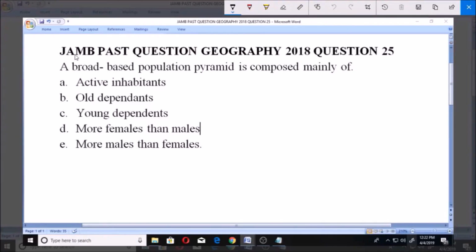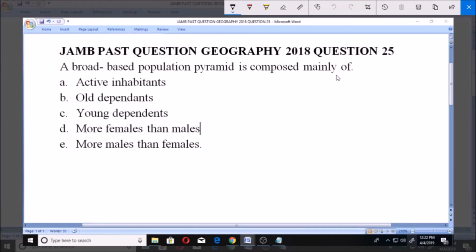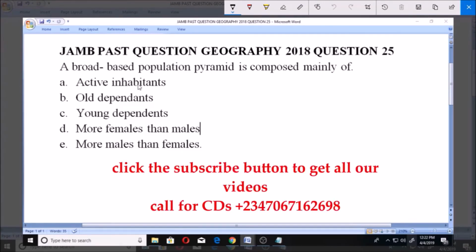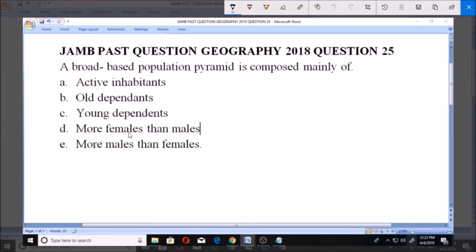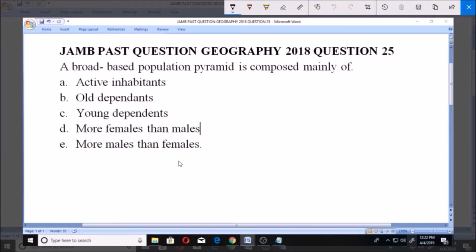Let's look at this JAMB past question, Geography 2018, question number 25. A broad-based population pyramid is composed mainly of: A, active inhabitants. B, old dependents. C, young dependents. D, more females than males. E, more males than females. Now, to get this into perspective, we need to know what a broad-based population pyramid is.